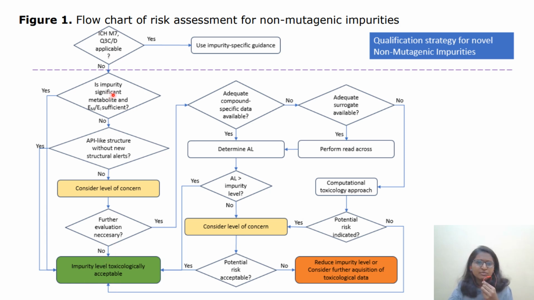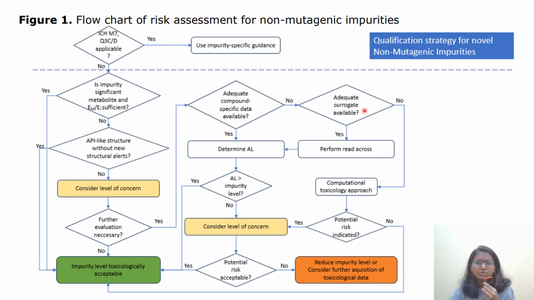What if it was a significant metabolite? Yes, then you can directly qualify it as toxicologically acceptable. If it is API-like in structure, if it is yes, then you can also directly qualify. So this was one way. For example, let us see here: is further evaluation necessary? If yes, then you have to look for adequate compound-specific data available for that particular impurity.